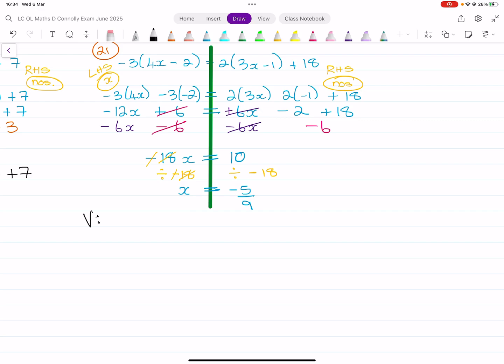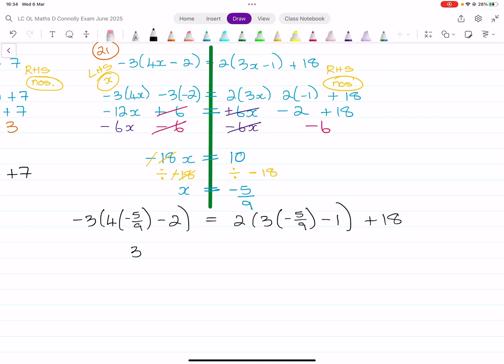So I'm just going to put the minus 5 over 9 in, which is really difficult maths, but not when you have a calculator. So it's minus 3 times 4. In place of the x, I'm going to put in minus 5 over 9 and then minus 2. And then the other side is 2 bracket 3. In place of the x, I'm going to put in minus 5 over 9 minus 1 plus 18. And then I'm just going to type it into my calculator as I see it. So minus 3 bracket 4, new bracket, minus 5 fraction 9, close the bracket, minus 2, close the other bracket.